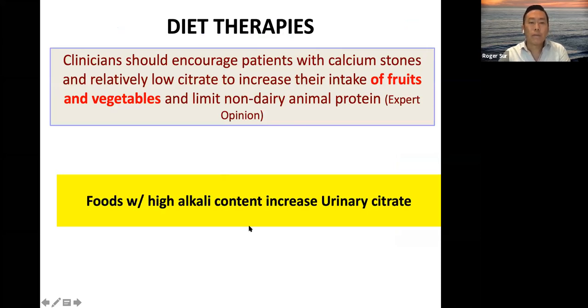Clinicians should encourage patients with calcium stones and a relatively low citrate to increase their intake of fruits and vegetables. This is another common one, to measure the citrate. Make sure you look at the citrate in the 24-hour urine. If they have low citrate, or hypocitraturia, a simple fix is to tell them to increase their intake of fruits and vegetables. Number one, fruits have a lot of fluid in them, so they'll drink more fluid. Number two, they're loaded with potassium, and potassium will then lead to citrate excretion in the urine.